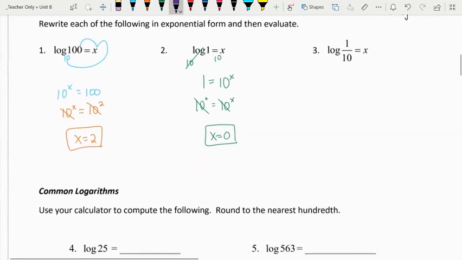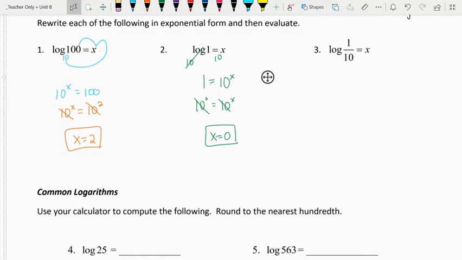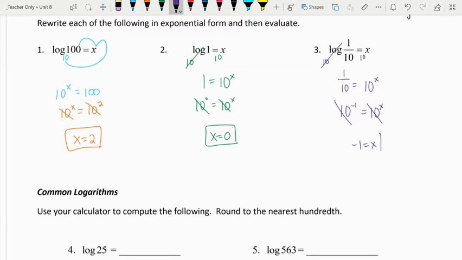Let's go ahead and exponentiate the next one again. Again, if we don't see a base, that means the base is 10. So we put a 10 as our exponentiation, if that's a word. So we have 1 over 10 equals 10 to the x. Well, 1 over 10 means we have a negative exponent. And now we could drop the base, and x is negative 1.